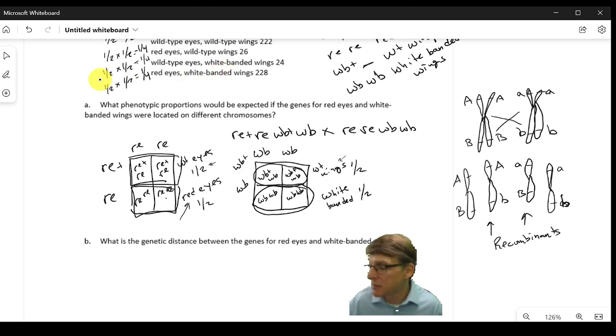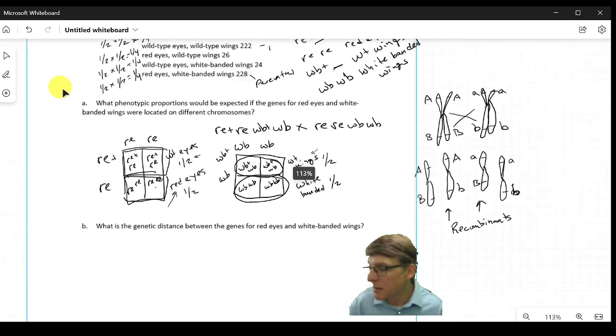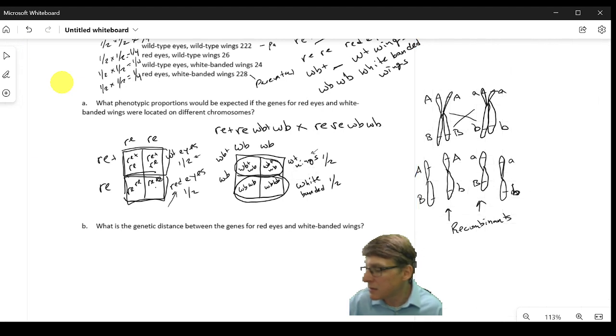Okay, so the recombinants. Remember, what we started out with was a moth with wild type eyes and wild type wings. So that's a parental arrangement, crossed with a moth that had red eyes and white banded wings. So that's also a parental arrangement. Which means the two in between are what we call recombinant.